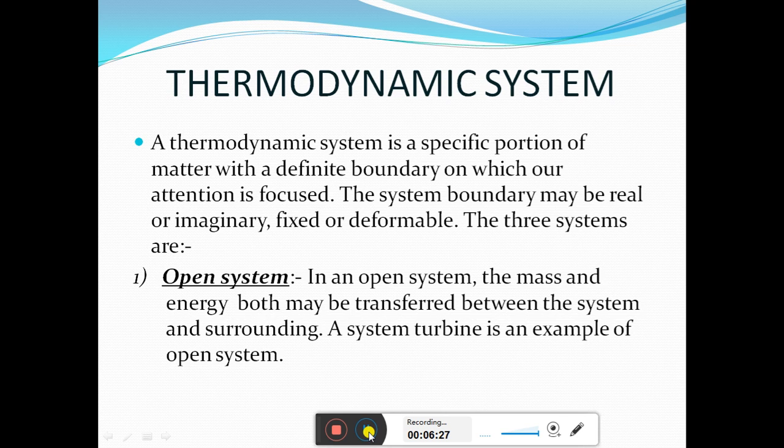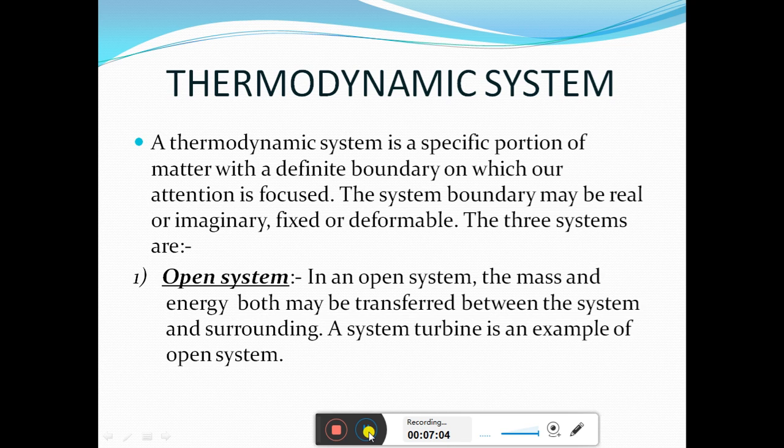The next is about the basic concepts of thermodynamics. Thermodynamics has its own unique terms associated with it. They are system and surroundings. A thermodynamic system is a specific portion of matter with a definite boundary on which our attention is focused. The system boundary may be real or imaginary, fixed or deformable. There are mainly three systems: open system, closed system and isolated system.